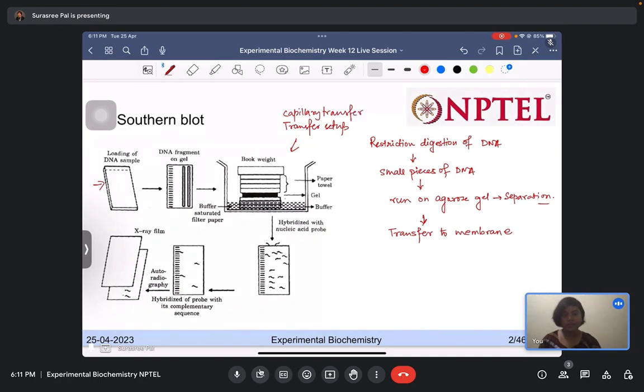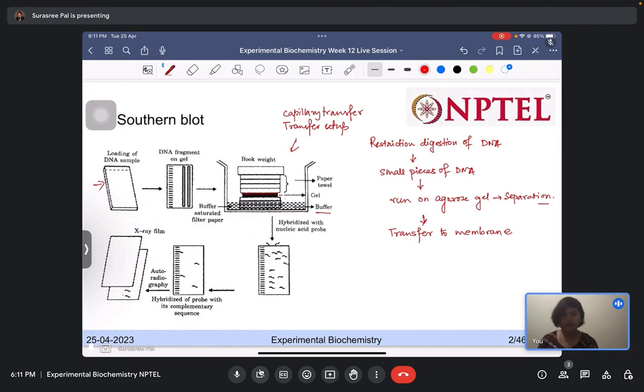This is actually capillary transfer. So what is being done here is that this gel, this black one, is the gel, right? And the membrane is placed just above the gel, and then upon that some paper towels and some weight is given, and then this setup is kept in a buffer. So by capillary action the fragments from the gel will go towards the membrane, so they will be transferred into the membrane.